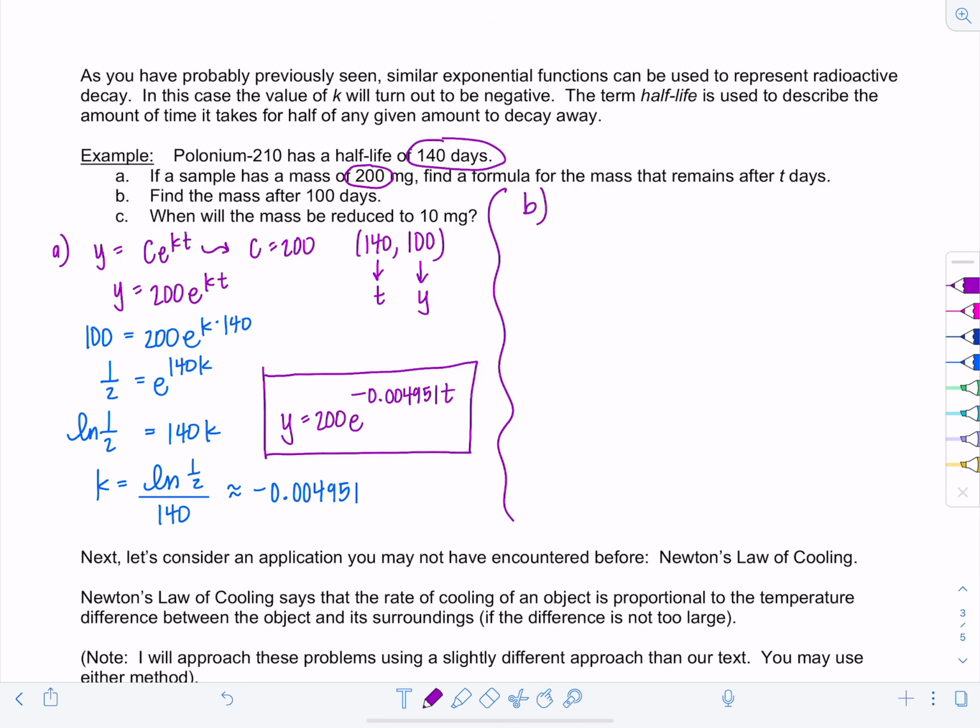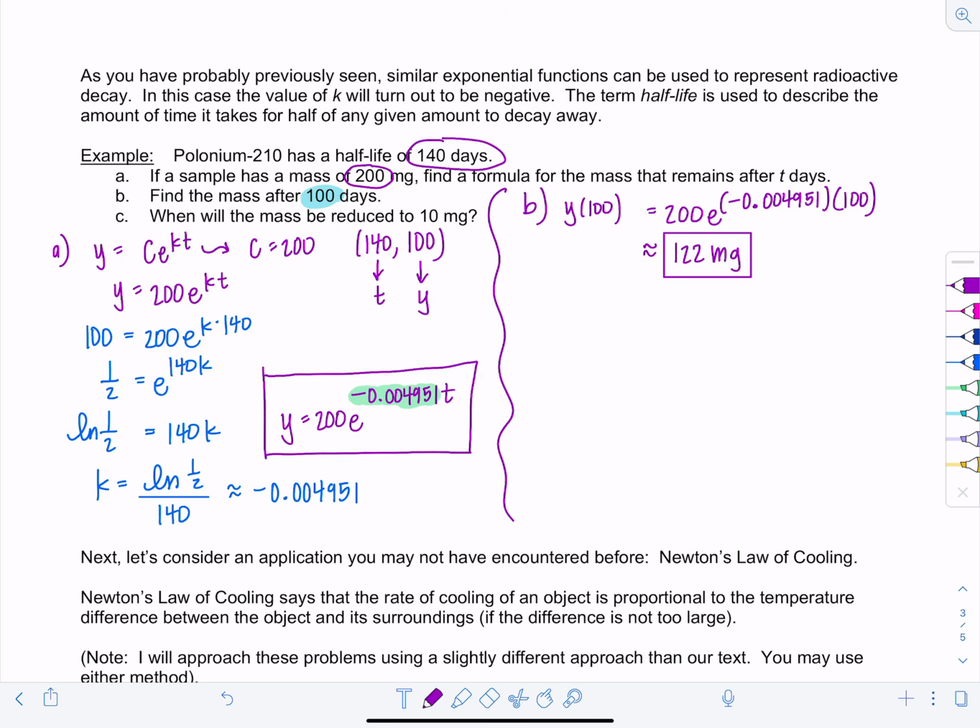Part B says find the mass after 100 days. So that means I'm going to substitute in 100 for t. So y of 100 equals 200 times e to the negative 0.004951 times 100. I recommend if you're not going to change the base in the equation so that you're not rounding, just leave this number in your calculator. Don't clear it. Just store it so you can refer to it. And then we're going to round to the nearest milligram anyways. So just confirm you can get about 122 milligrams. Make sure you put your units.